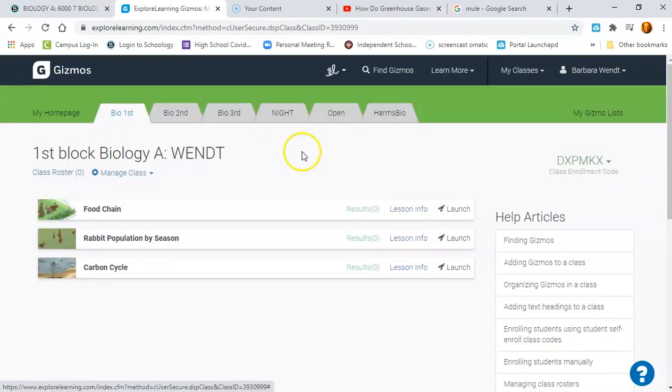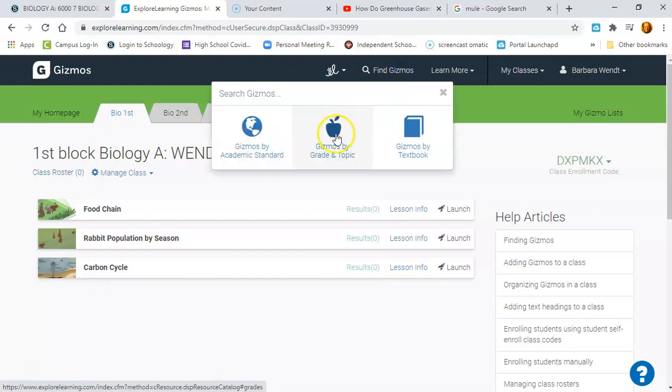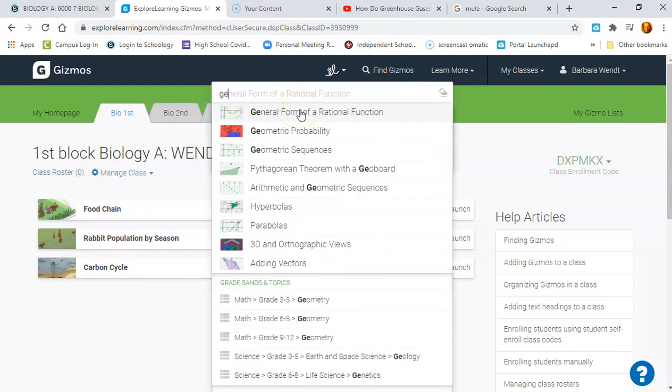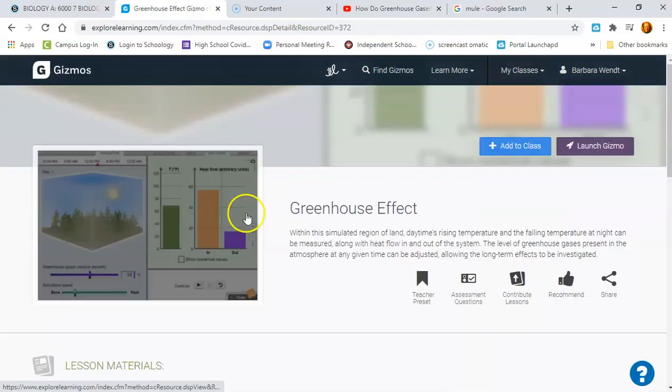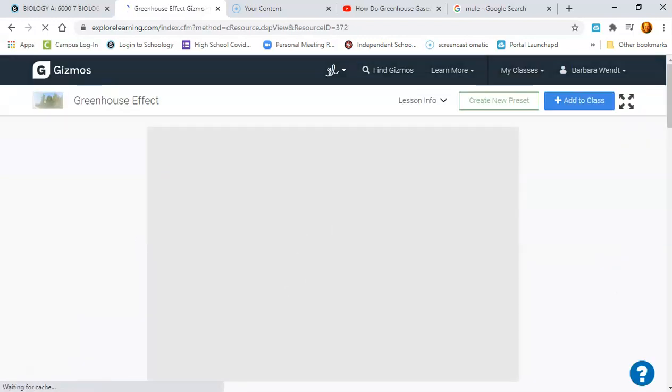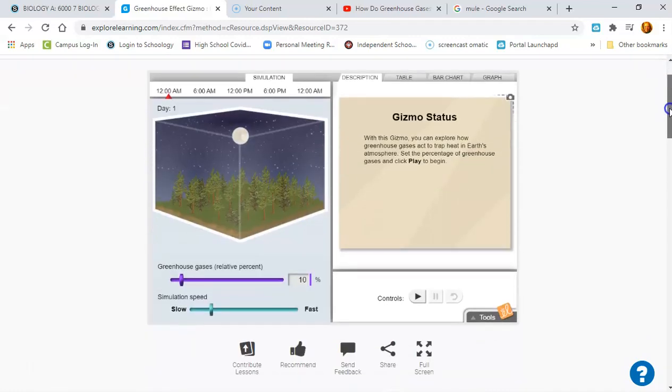Okay. And you will have this set up on your screen already. I just haven't done it for you yet. I made the video first. So when you log in, you should see this gizmo called greenhouse effect.